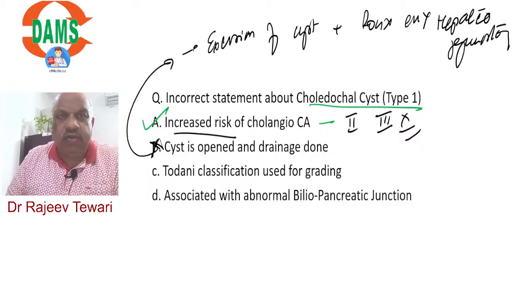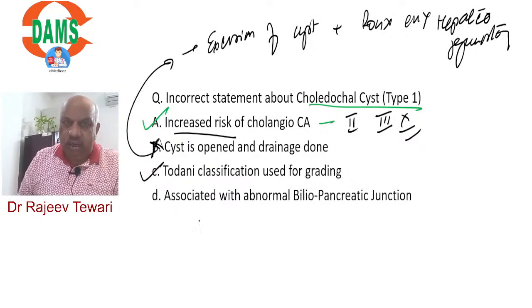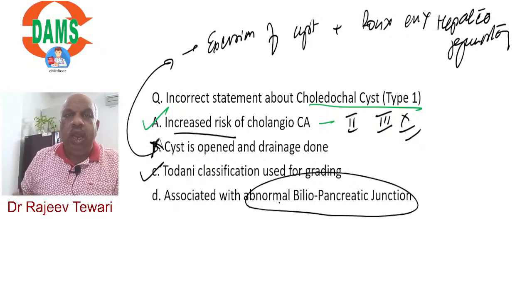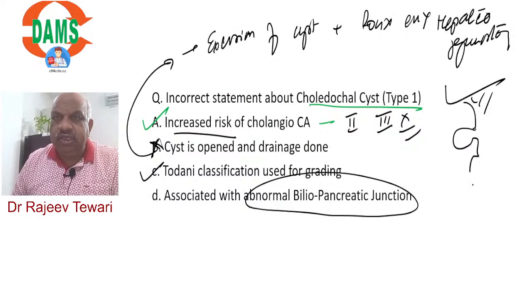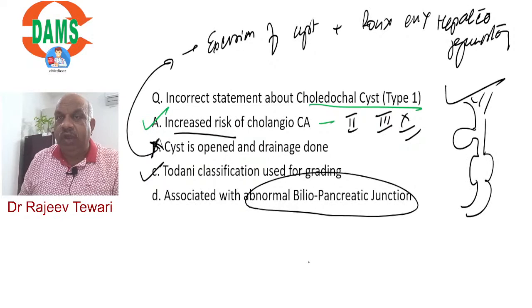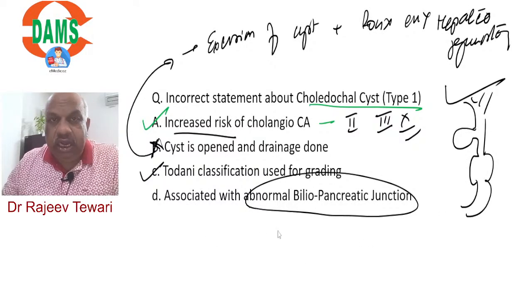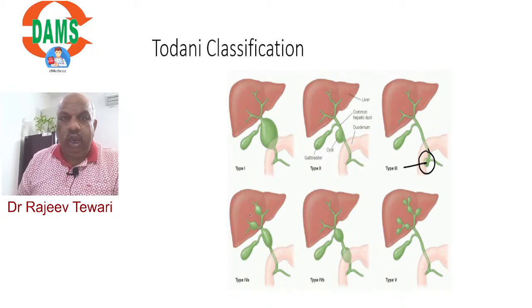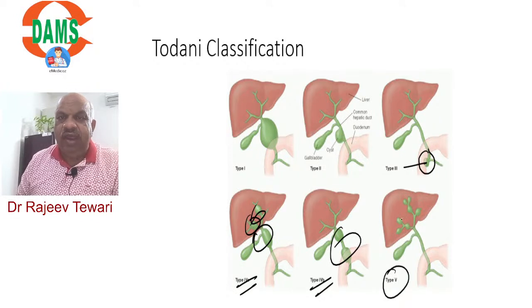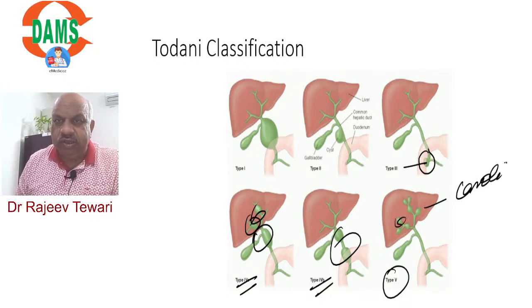This also is a question from TND. We have this question in TND. Todani classification is used. I'll discuss that. And anomalous biliopancreatic junction again is the right statement. So Todani basically is when we have a cyst in the bile duct, you call it type 1. Type 2 is a diverticulum. Type 3 is a choledochocele. This is treated by ERCP and incision. Type 4 is intra and extrahepatic cyst A, only extrahepatic B, and type 5 is intrahepatic, called Caroli's disease.